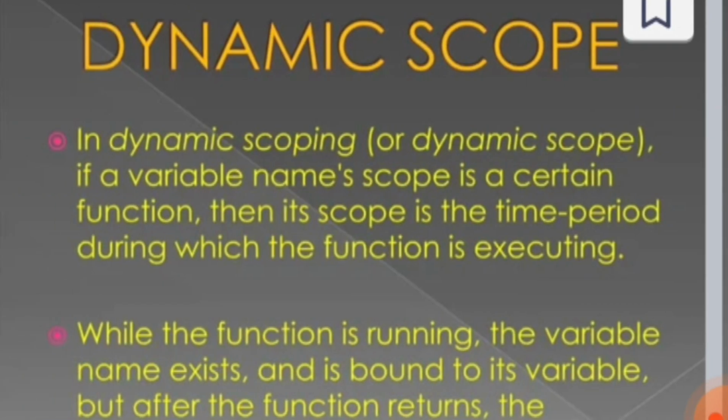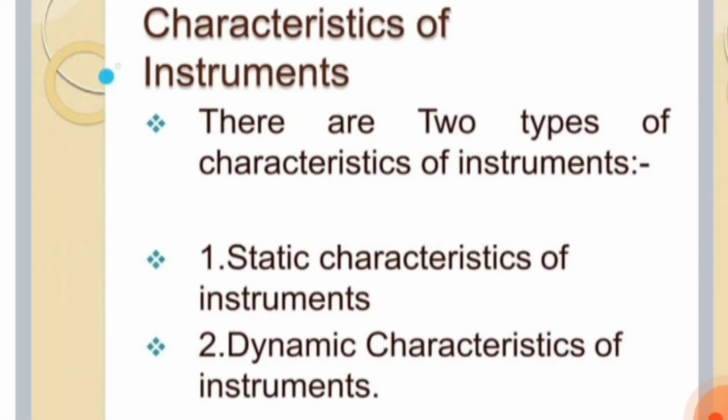Dynamic scope. In dynamic scoping, if a variable name's scope is a certain function, then its scope is the time period during which the function is executing. While the function is running, the variable name exists and is bound to its variable, but after the function returns, the variable name does not exist.